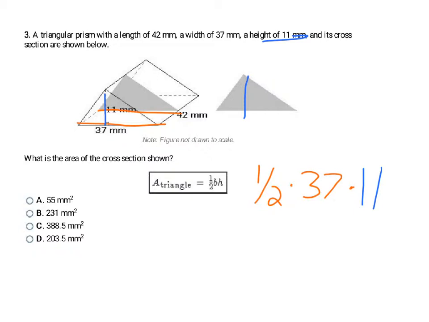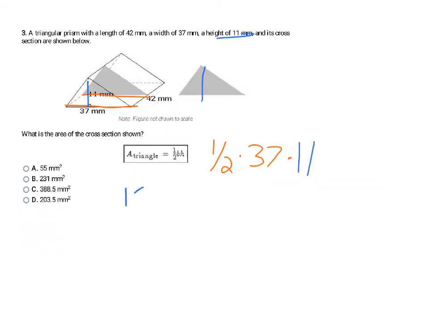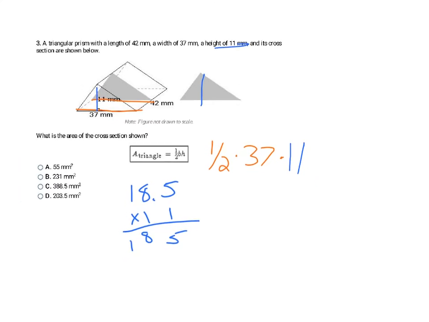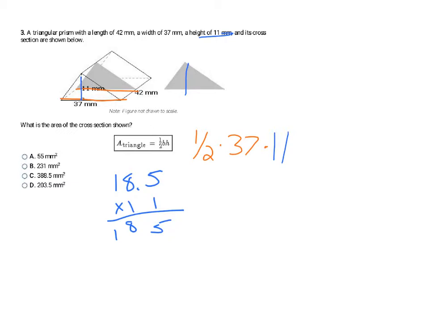In number 3 here, I'm going to have to take 1/2 of 37, which is 18.5. And then I'm going to have to take that times 11. When I work that out, it's going to look like this. 5 times 1 is 5, 8 times 1 is 8, and 1 times 1 is 1. Then I'm going to have to take that other 1 times everything, so it's going to be a 5, 8, and a 1 also. And then I'm going to have to go ahead and add those up. So this is going to be 5.